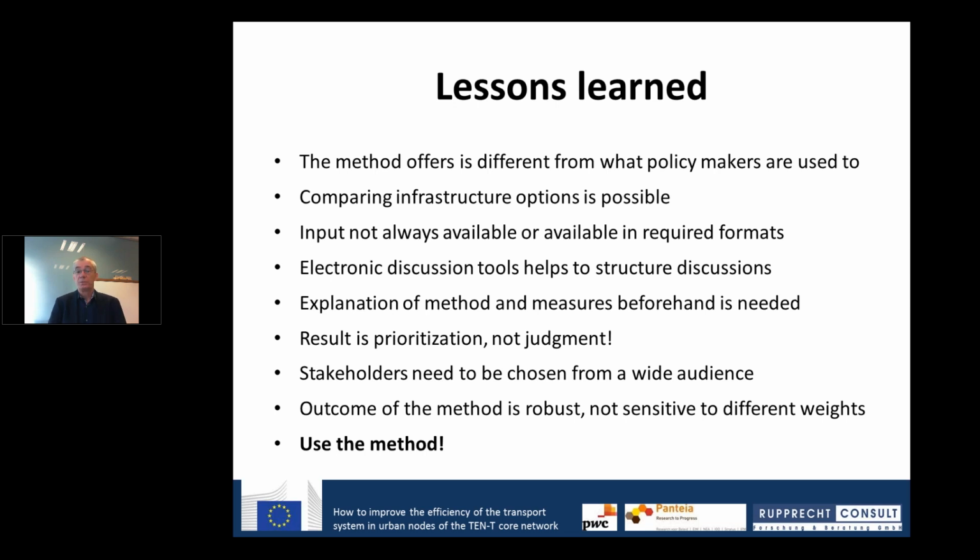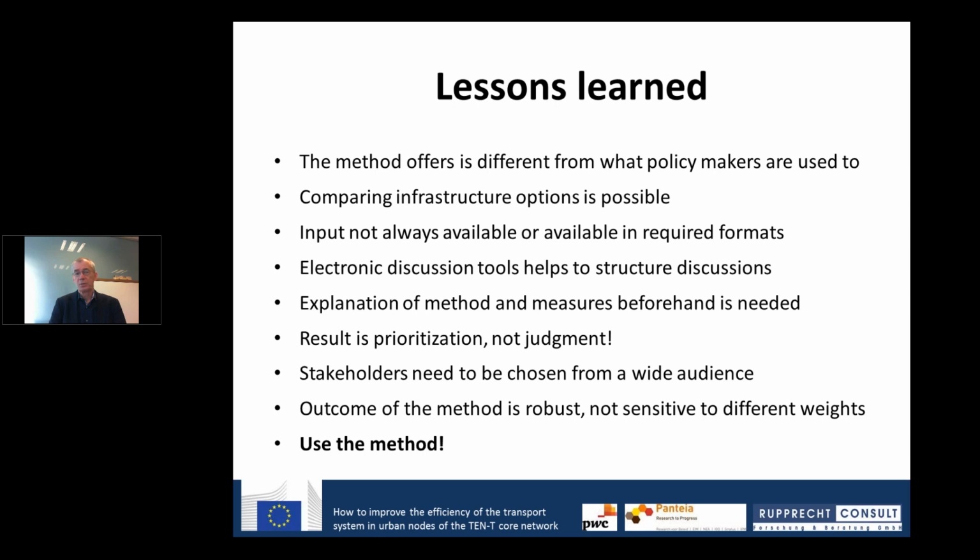Inputs are not always available or available in required formats, so it might take some time to prepare the input for the methodology, and this is especially the case at the end of the policy-making process when different types of results are available, but not in the required format.